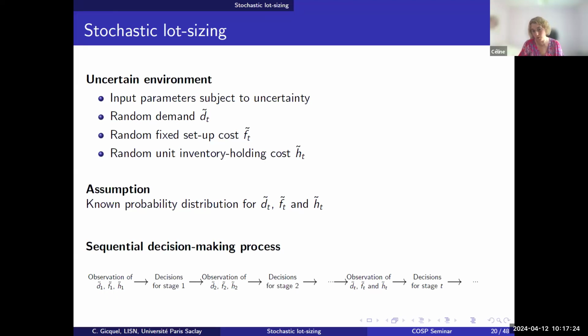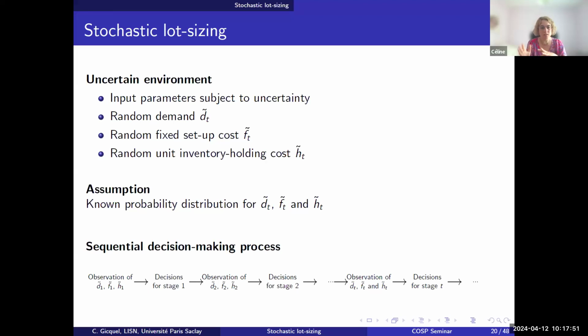We decide whether or not we're going to produce, how much we're going to produce, give us our decision for stage 1, and then we will have a leaving inventory at the end of period 1. Using this data plus the newly available observed value of the demand for stage 2, we will make our planning decision for stage 2, and so on till the end of the horizon.